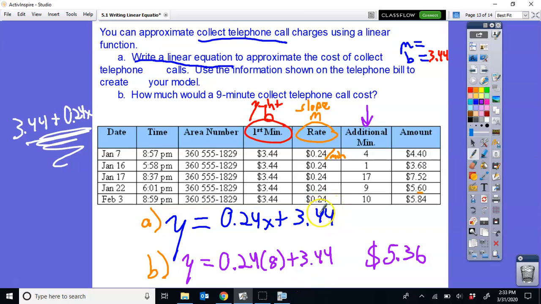It doesn't just have to be collect telephone calls. There's other things in life that have a price you pay up front and then a price per visit. For instance, if you were a member somewhere, let's say something like a rock climbing gym. We did an example with that earlier this school year, I believe. And you paid a membership fee, and then you had to pay like $10 a visit. It's going to look exactly like this kind of setup.